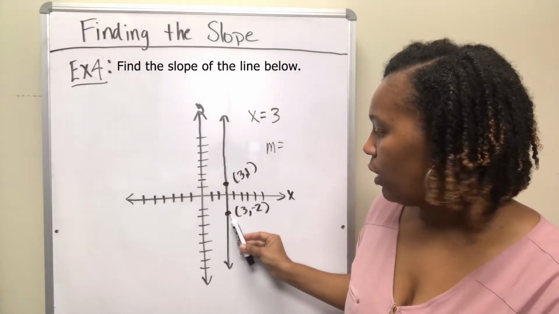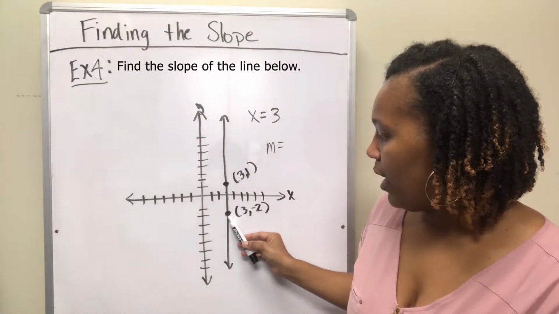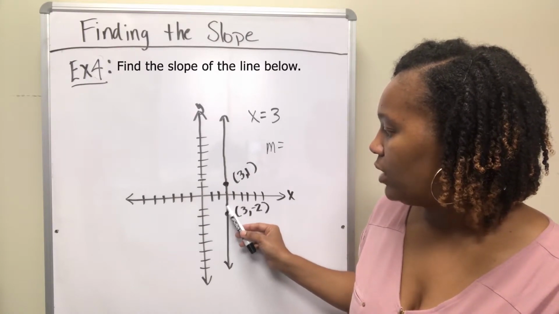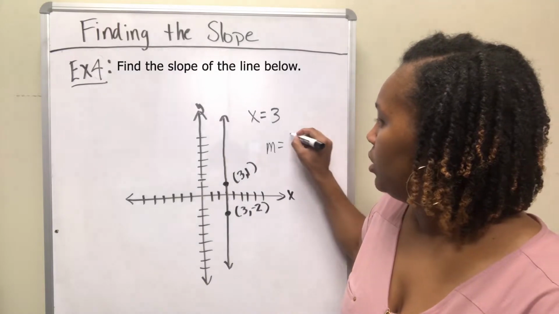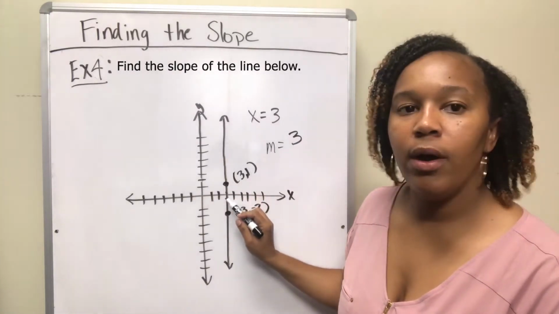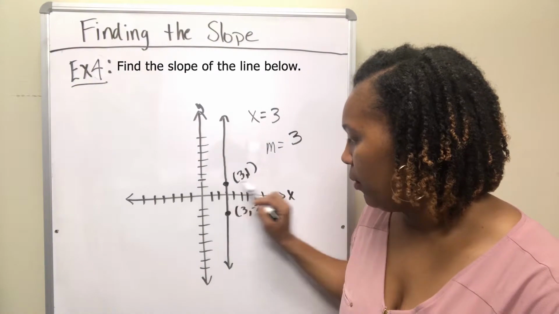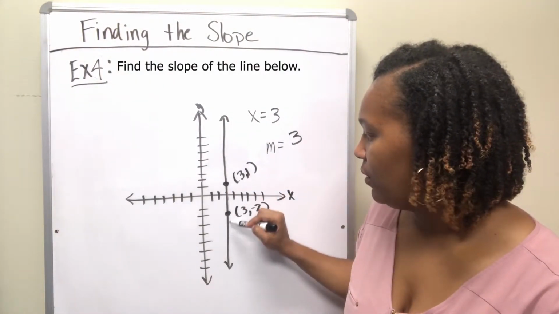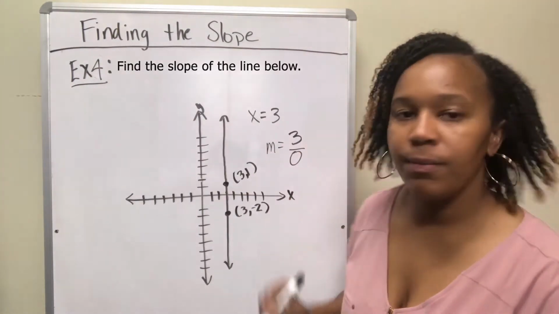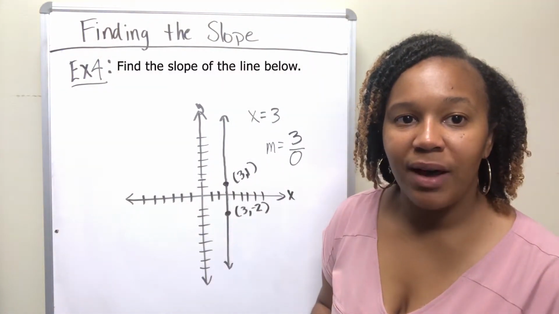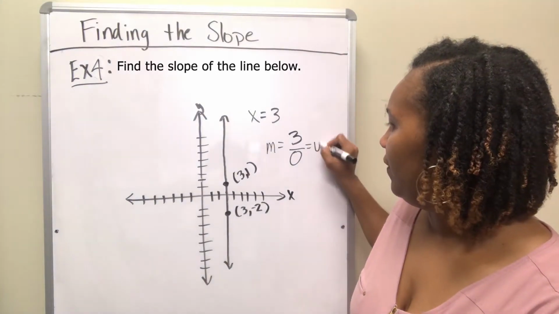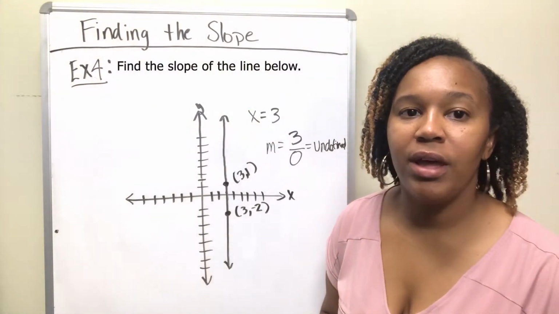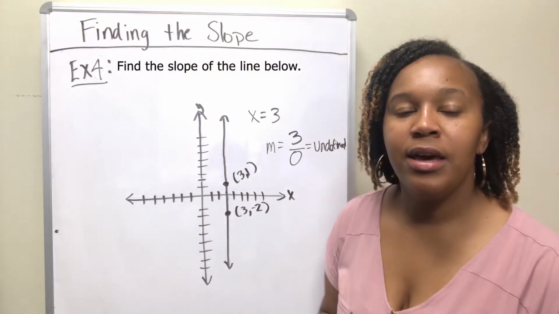So if I choose to start with this point, how much do I have to rise? This is (3, negative 2). How much do I have to rise to get to (3, 1)? I have to rise 1, 2, 3. So my rise would be 3. Well, how much do I have to run to get to that point and go over? I don't have to go over any since they're on top of each other. And so my run would be 0. Well, anytime you divide by 0, that's considered undefined. So that means that this vertical line has an undefined slope.